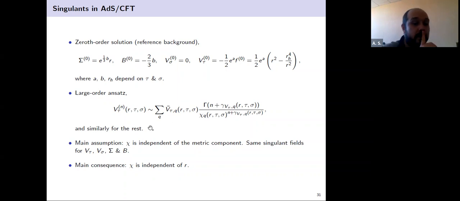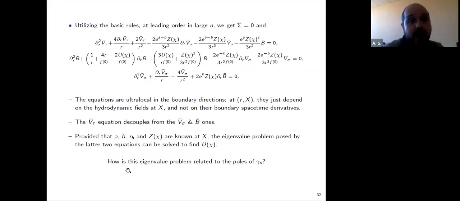So we are only going to perform one assumption, which is that the singulant that we have is going to be independent of the metric component. So in this large order ansatz for the gradient expansion of these functions parameterizing the metric, the singulant is not going to depend on the function. So if you assume this, the dynamical Einstein's equations combined with the general set of rules that we have at our disposal to compute the singulant equation of motion would tell us that the singulant is radially independent. And utilizing these basic rules, you would get that the singulant equation of motion is fixed by this eigenvalue problem, which looks particularly unenlightening, but of which I just want you to remember three basic facts.